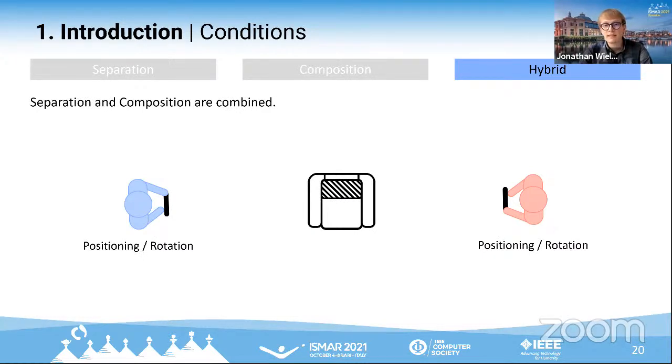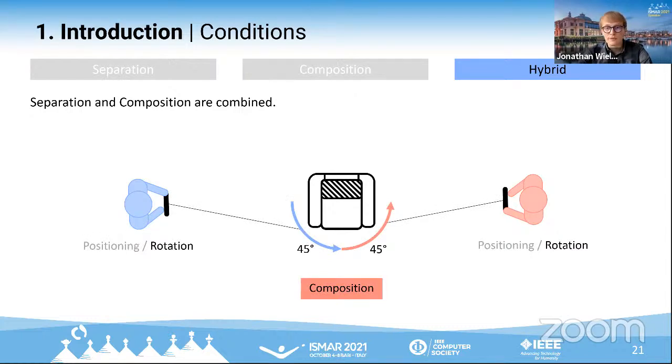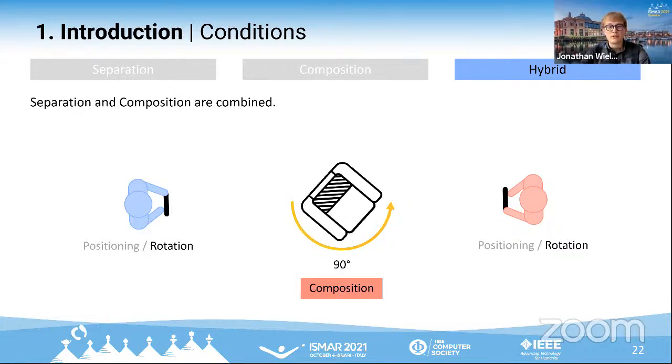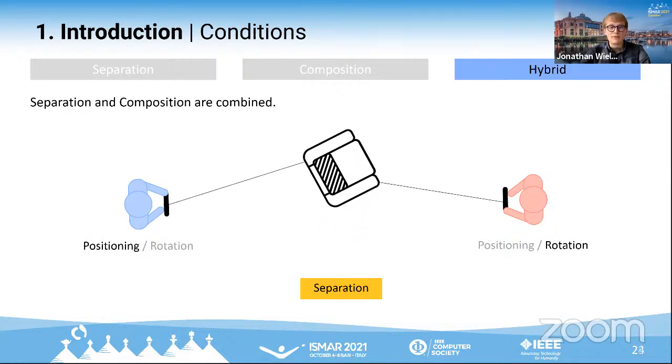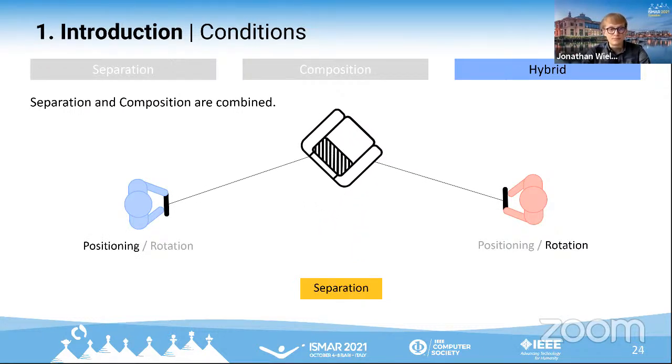Our third technique, hybrid, is basically the combination of the other two techniques. Here users can perform any manipulation task at any time, and depending on their inputs, the app switches between the other two approaches. So if both perform the same manipulation task, in this case rotation, composition is used. And if they perform different manipulation tasks, then of course separation is used.